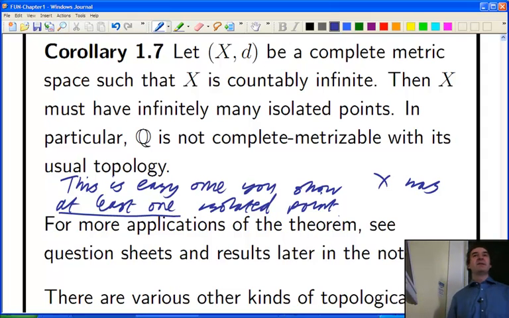Because once you've done that, you take that point away and look at the rest of the set, and it's still complete metrizable, and then it still has to have an isolated point, and so on. And that way you pull out a sequence of isolated points. You have to think about it a little bit in view of the false proof that I'm going to give you on one of the question sheets, but it works fine.